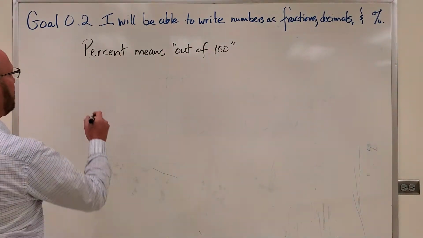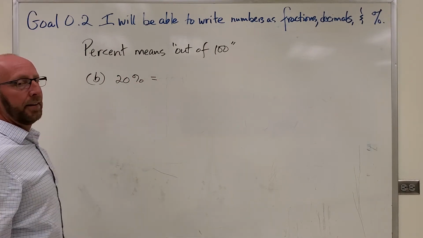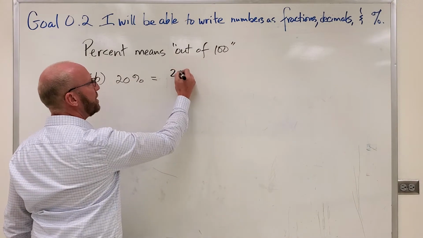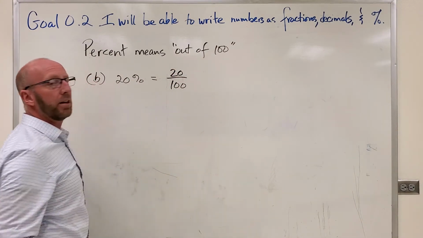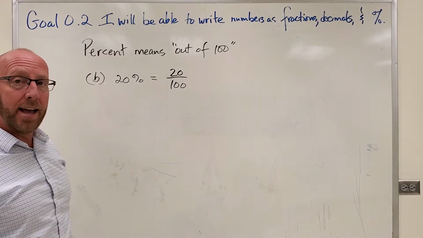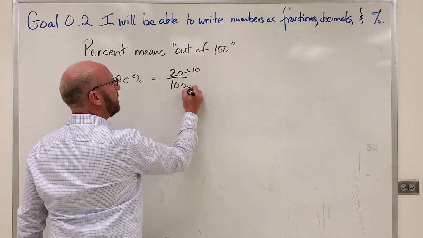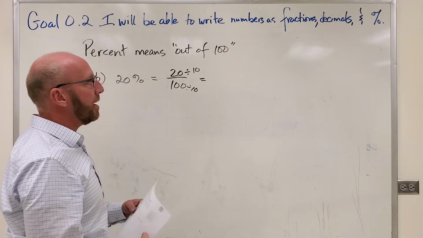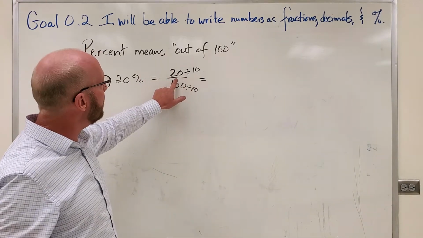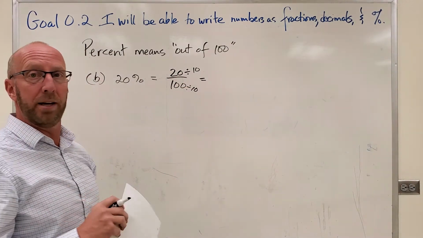Let's do the same thing with 20%, letter B. 20%, if I were to write it as a fraction, is 20 out of 100. Here, 20 and 100 each have a factor of 10. 10 goes into both 20 and 100, so I can divide the top by 10, divide the bottom by 10. As long as I divide the top and bottom by the same factor, I will keep the equal fraction. I could have divided by 2. 2 goes into 20, 2 goes into 100, but 10 is bigger.